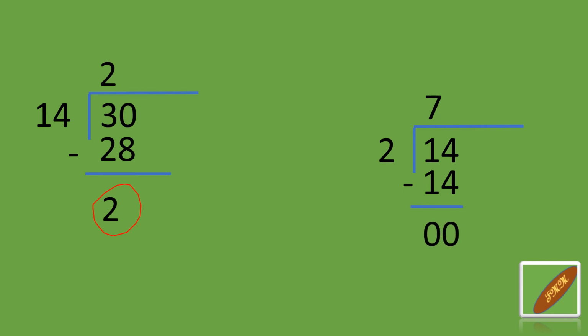2 goes 7 times in 14, and I get 14 underneath and no remainder left. So 2 is the end point here. Between 14 and 30, 2 is the greatest common factor. This is how the remainder method works. You keep dividing the bigger number by the smaller number, and then divide the divisor by the remainder, and keep doing this until you get no remainder. When you get no remainder left, the divisor of that sum is your greatest common factor.